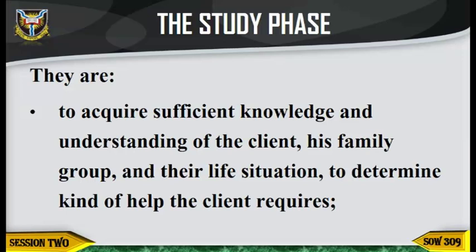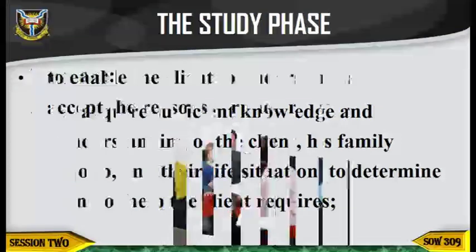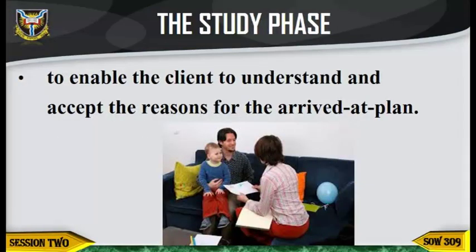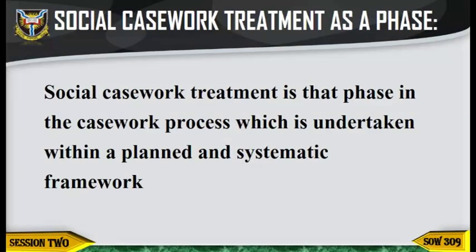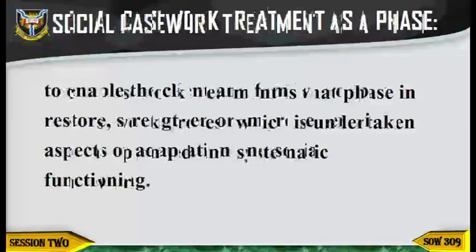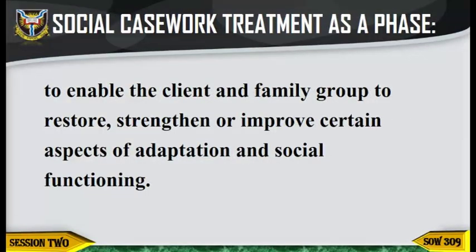They are: 1. To acquire sufficient knowledge and understanding of the client, his family group, and their life situation to determine kind of help the client requires. 2. To enable the client to understand and accept the reasons for the arrived at plan. Social casework treatment as a phase. Social casework treatment is that phase in the casework process which is undertaken within a planned and systematic framework to enable the client and family group to restore, strengthen, or improve certain aspects of adaptation and social functioning.